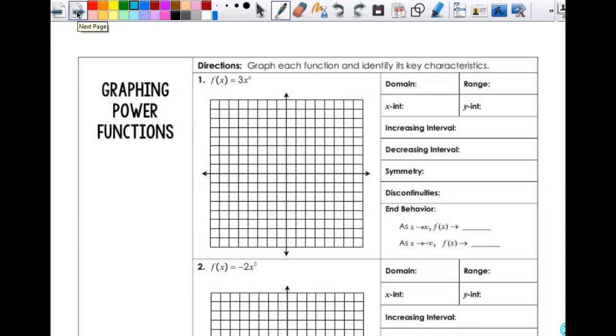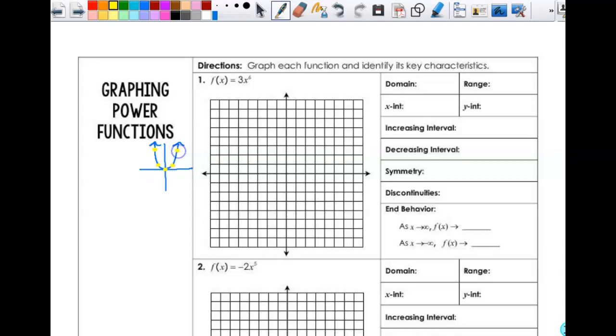All right, so this says to graph each function and identify its key characteristics. So I have f of x equals 3x to the sixth. So I know that the x to the sixth parent function looks something like this, right, in general. And then just like with the quadratic, I have 5 anchor points.